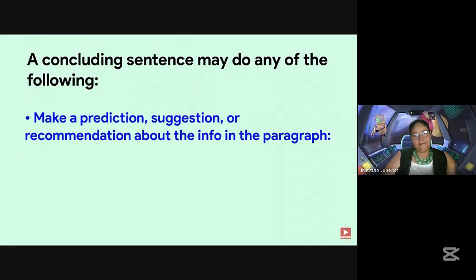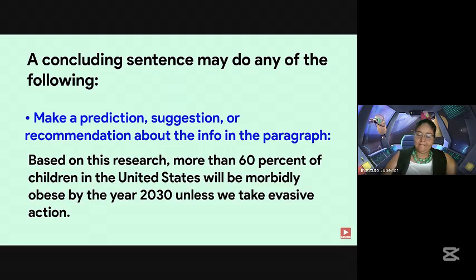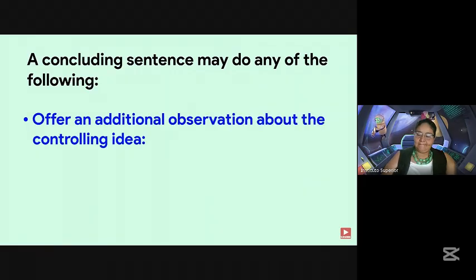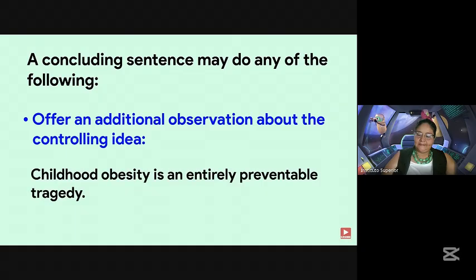Make a prediction, suggestion, or recommendation about the information in the paragraph. For example, based on this research, more than 60% of children in the United States will be morbidly obese by the year 2030 unless we take evasive action. Offer an additional observation about the controlling idea. For instance, childhood obesity is an entirely preventable tragedy.